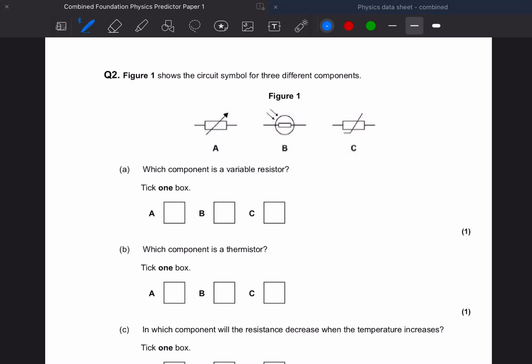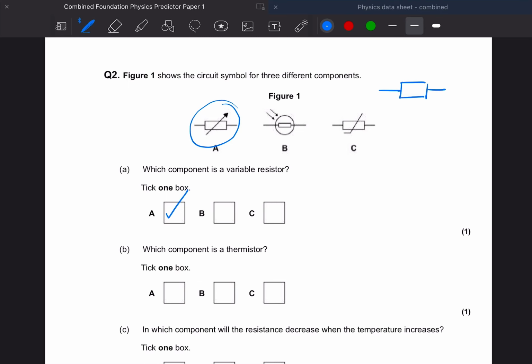All right, well, all of these components are resistors because this symbol here means resistor. But which one is the variable one? Well, the variable one is the one with the arrow in here. That's the variable resistor, so it is component A.